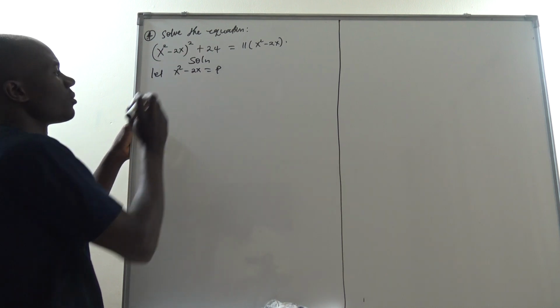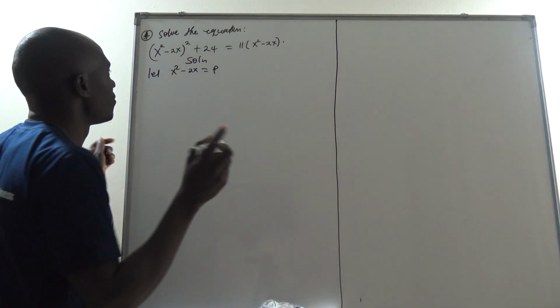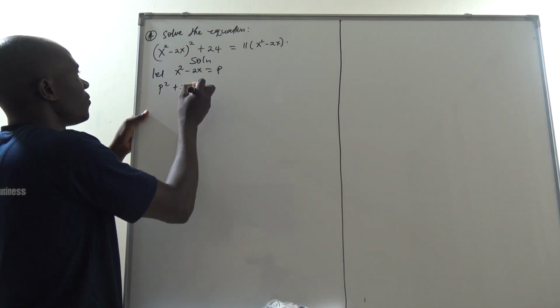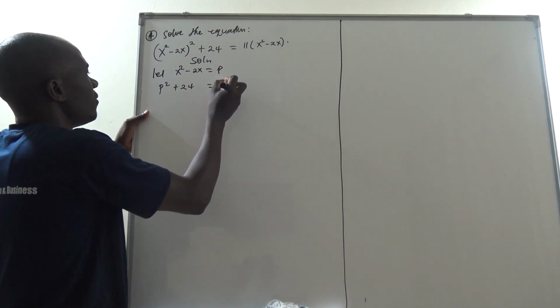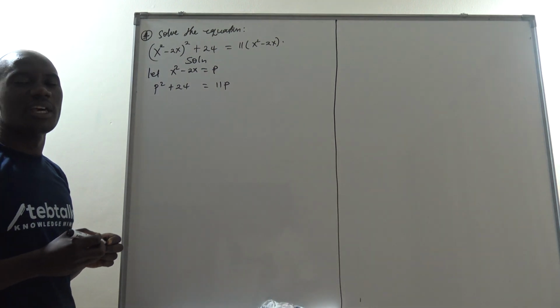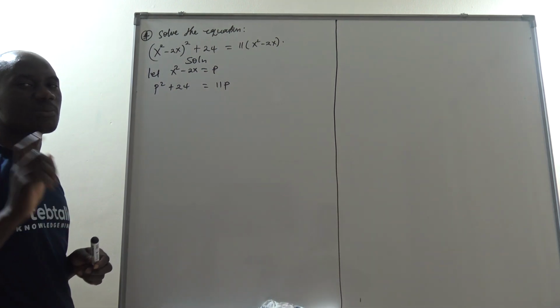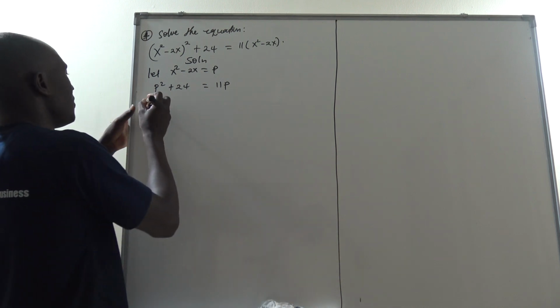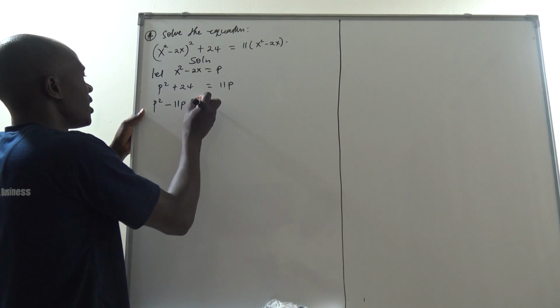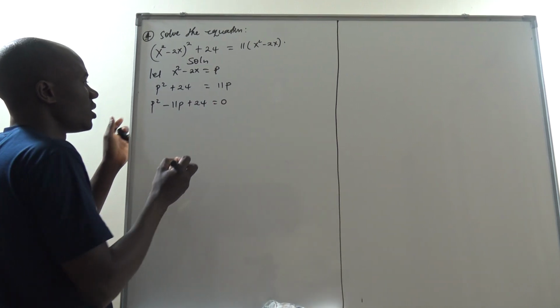So where you see this one, I'm just going to substitute in the value of P. So it becomes P squared plus 24 equals 11P. So can we rearrange it in the form of ax squared plus bx plus c equals 0? So we are having P squared minus 11P plus 24 equals 0.